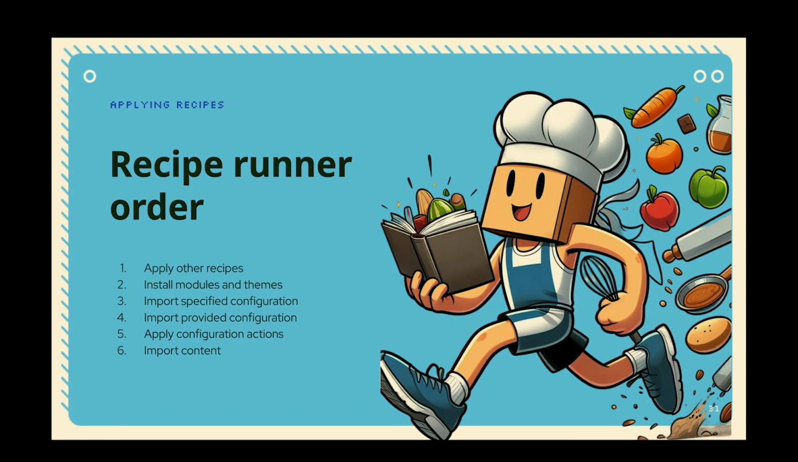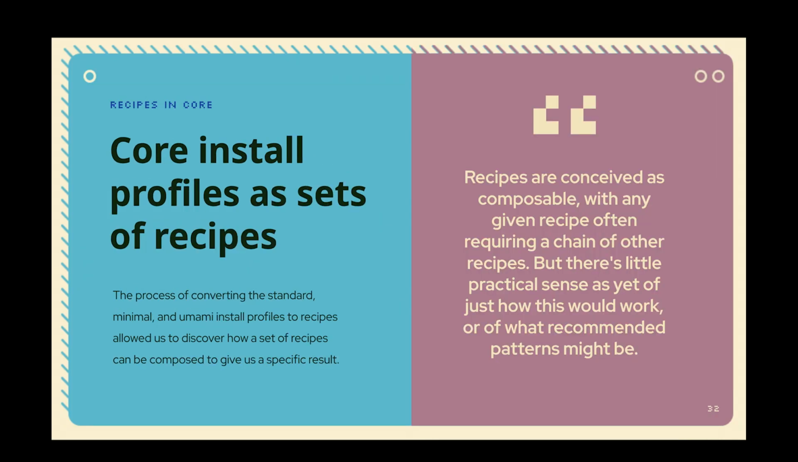It's also useful to understand the order in which the recipe runner actually goes through adding these different elements. So the first thing it's going to do is to apply any other recipes that are specified. From there, it's going to install modules and themes, including the basic configuration. Then it's going to import the specified configuration entities. From there, it's going to import any configuration that you have provided as those static files. Then it will apply the configuration actions in your recipe.yaml, and finally it will import any content in your content folder. I assume there can be collisions and the later things win?